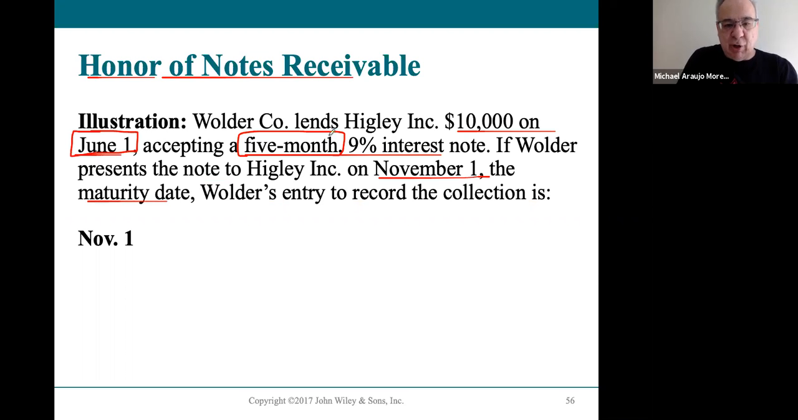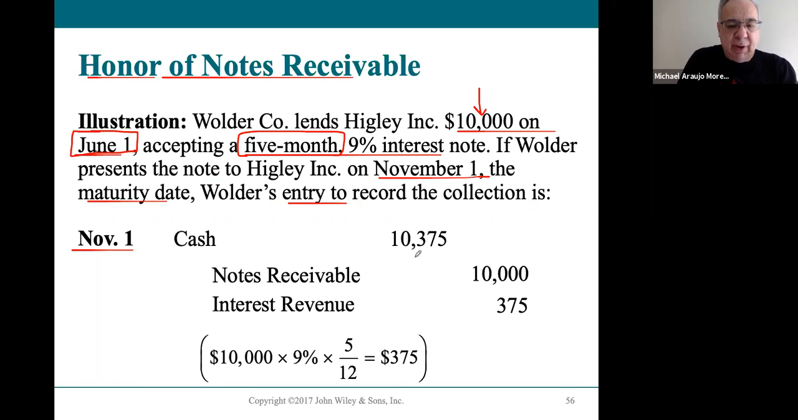So when this is actually all matured, what's going to be the entry on the books of Wolder, who's expecting to receive this? Well, again, on the maturity date, they're going to be getting the loan back plus the interest. Right? So we're going to have to calculate some interest here. So they're going to actually get $10,375 in cash on November the 1st. $10,000 of it is the note. So that's fine. The other $375 here is interest.